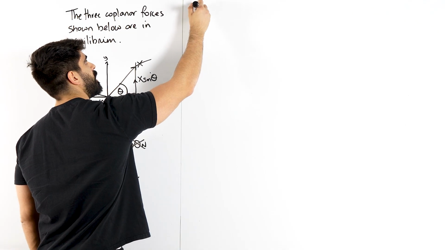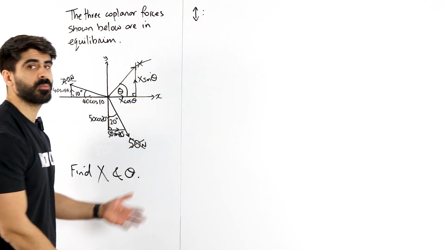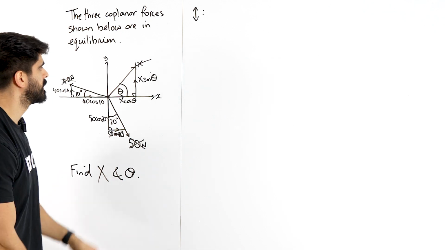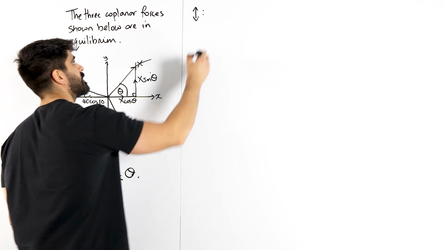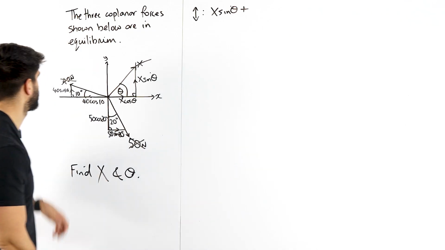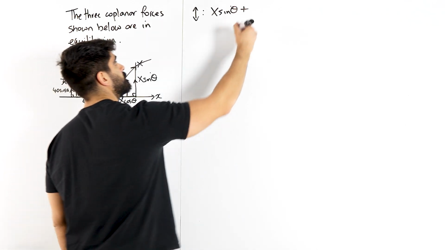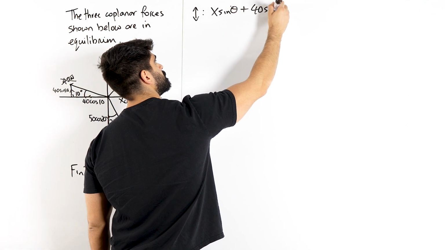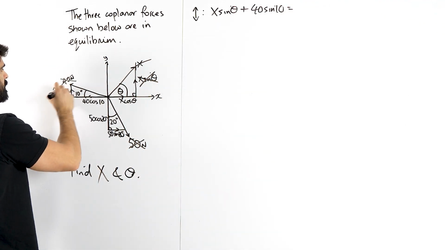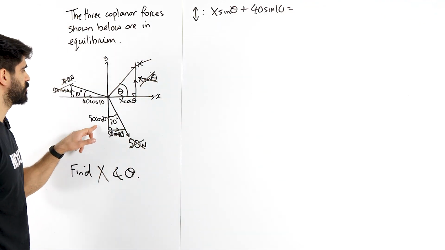So now we're going to resolve up and down. And we're going to say, okay, whatever's pointing up must equal what's pointing down, because the particle's not moving, right? So up is x sine theta, and 40 sine 10. That has to be equal to what's pointing down, 50 cos 20.